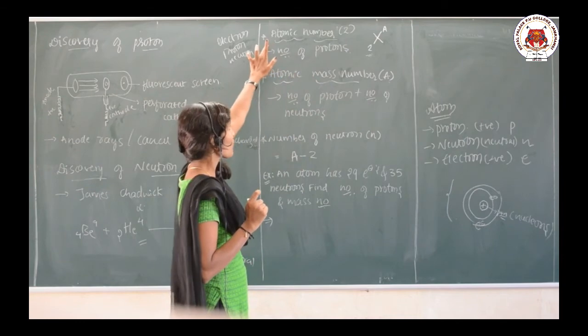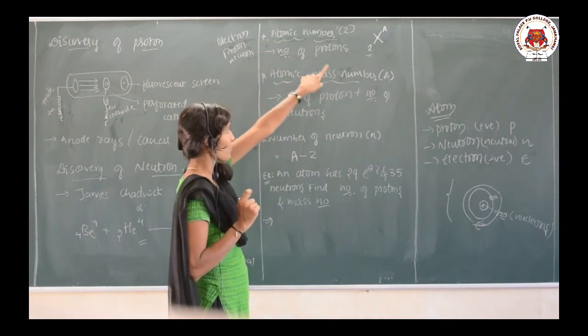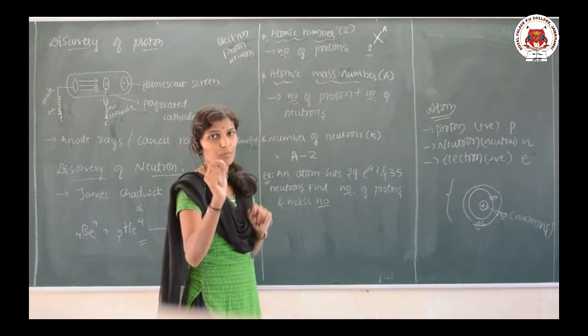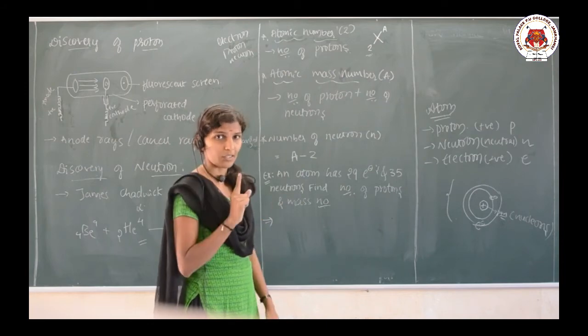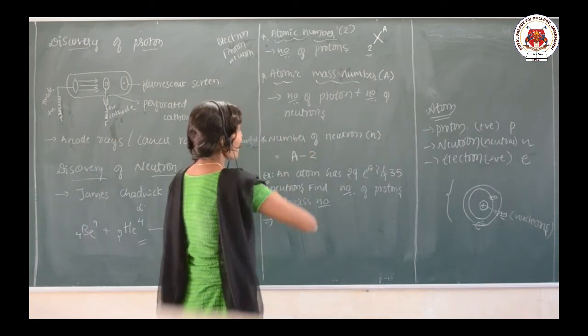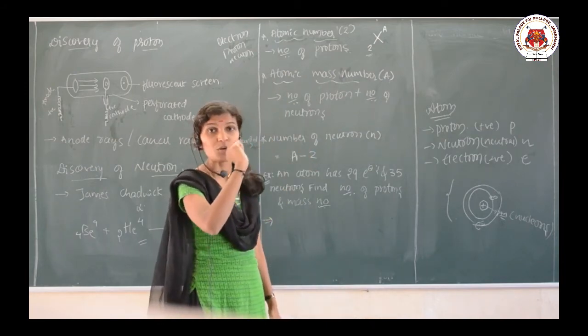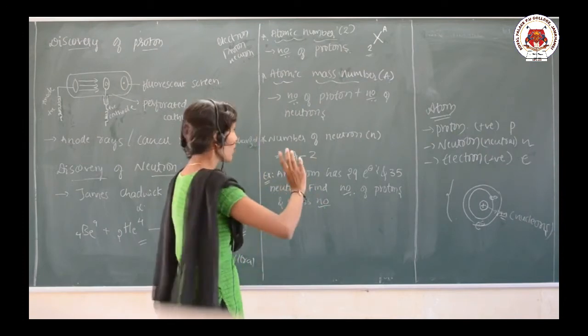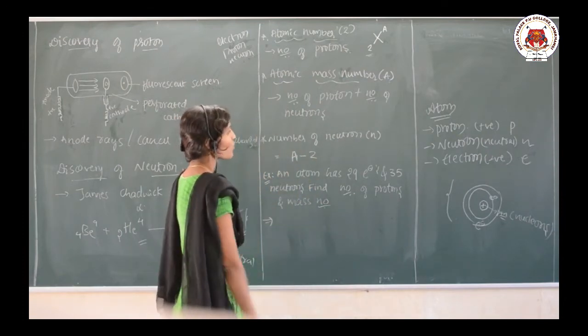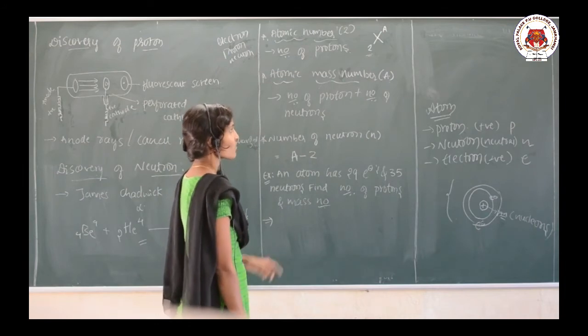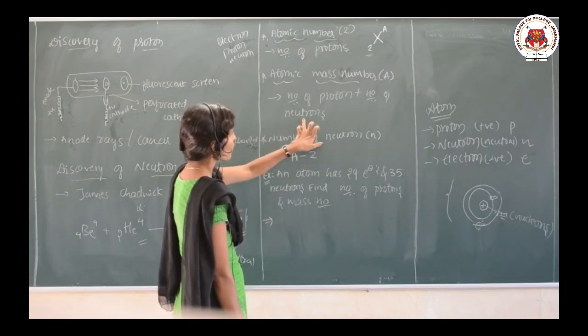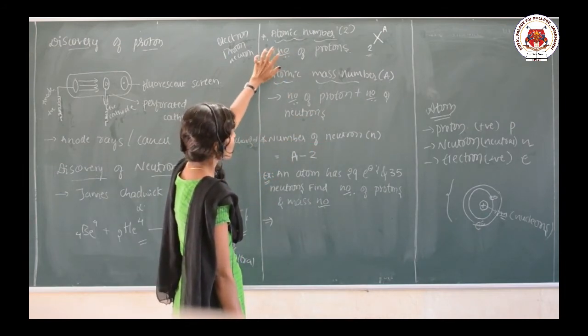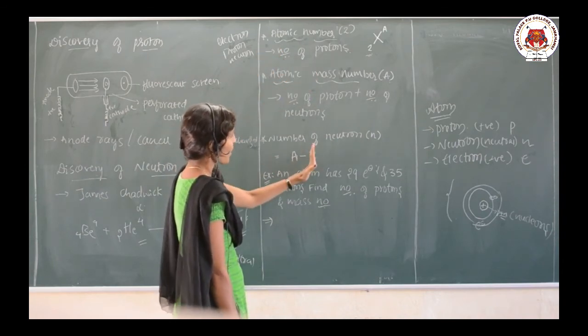See here, atomic number is represented by the letter Z. It indicates the number of protons or number of electrons, while the atomic mass number indicates the sum of proton and neutron. Okay, so then how to find out the number of neutrons? See here, number of neutrons is equal to the mass number A minus Z.